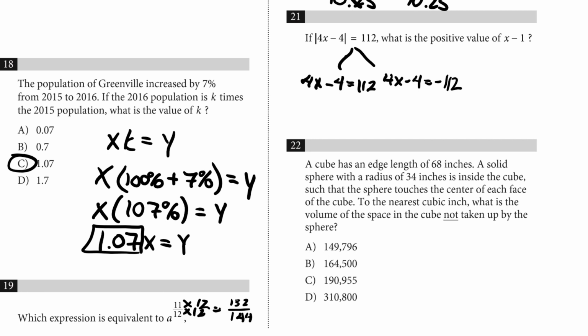The positive value is the value on the left, so we don't have to continue with the value on the right. And the way that we turn 4x minus 4 into x minus 1 is by dividing each side by 4. If we divide 4x minus 4 by 4, that gives us x minus 1. And then 112 divided by 4 is 28. So we get that the positive value of x minus 1 is 28.